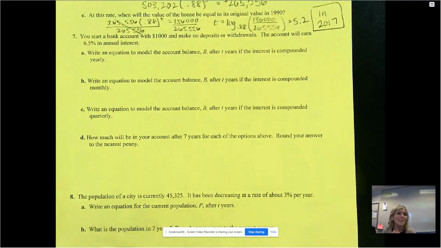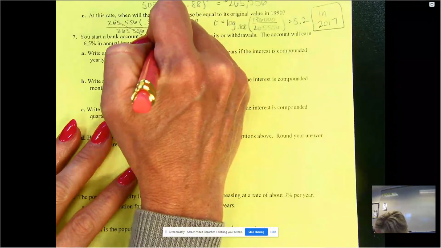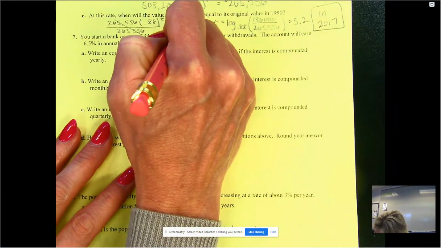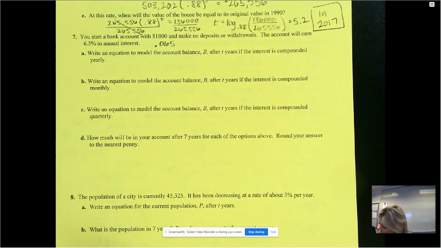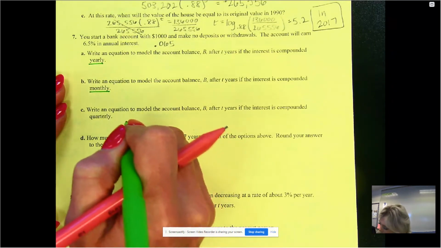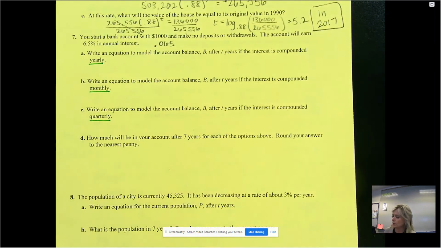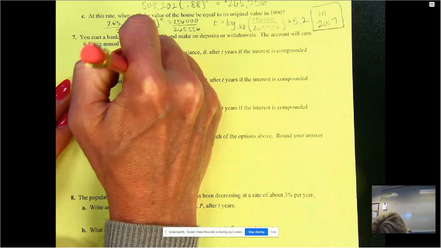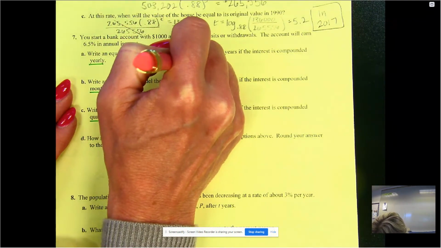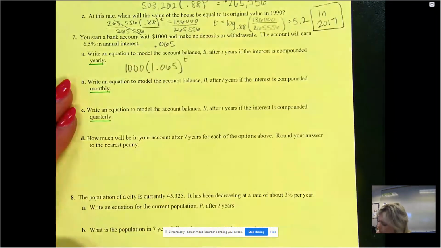Okay, next. You start a bank account with $1,000, make no deposits. The account will earn 6.5% annual interest. So 6.5% is 0.065 as a decimal. So the difference in these questions for A, B, and C is just how often this is being compounded. So yearly, so once a year, monthly, 12 times a year, or quarterly, 4 times in a year. So for being compounded yearly, it's just 1,000 times 1.065 to the T. It just happens once a year.